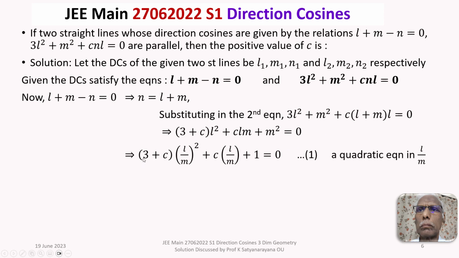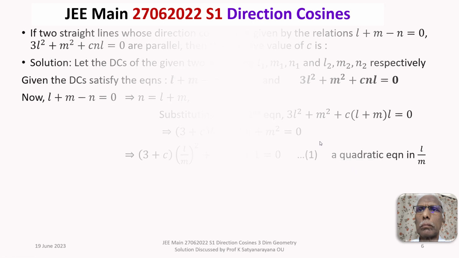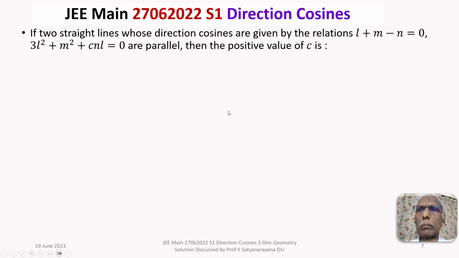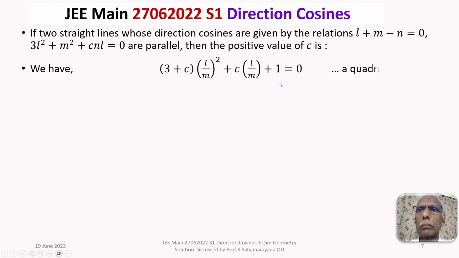Then we get (3 + c)(l/m)² + c(l/m) + 1 = 0. What is this? It is a quadratic equation in l/m. We continue in the next slide. So we have this equation, which is a quadratic equation in l/m.